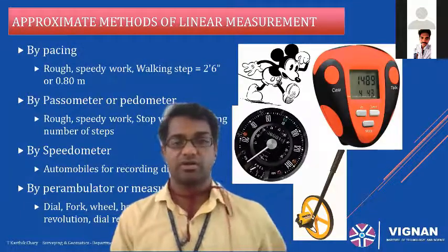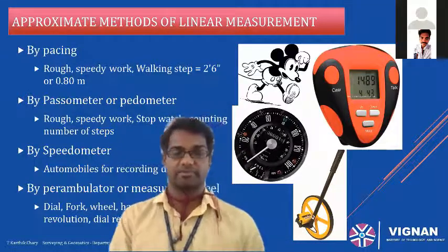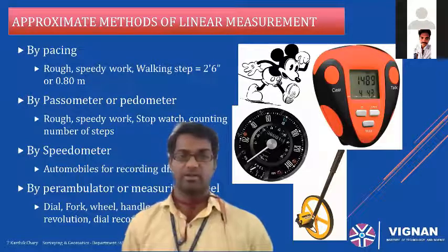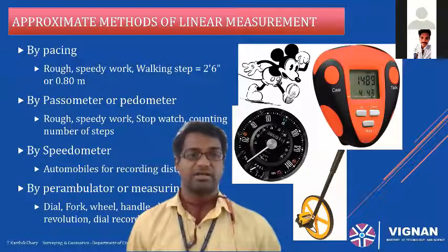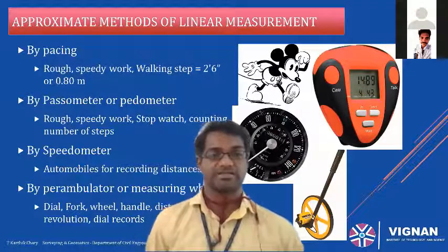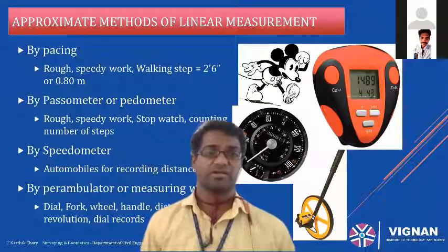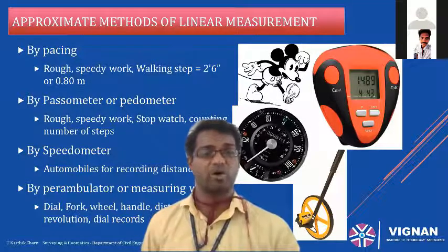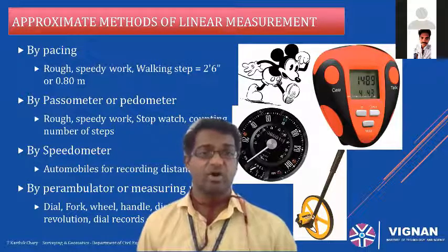In the figure you can clearly see the approximate method. Say I don't have a chain and tape along with me, and I want to calculate the length. These are the four methods which you can use directly. The first is pacing. Pacing is nothing but walking. You don't need to carry any tape along with you. You start walking, and each step is taken as 2 feet 6 inches or 8 inches.